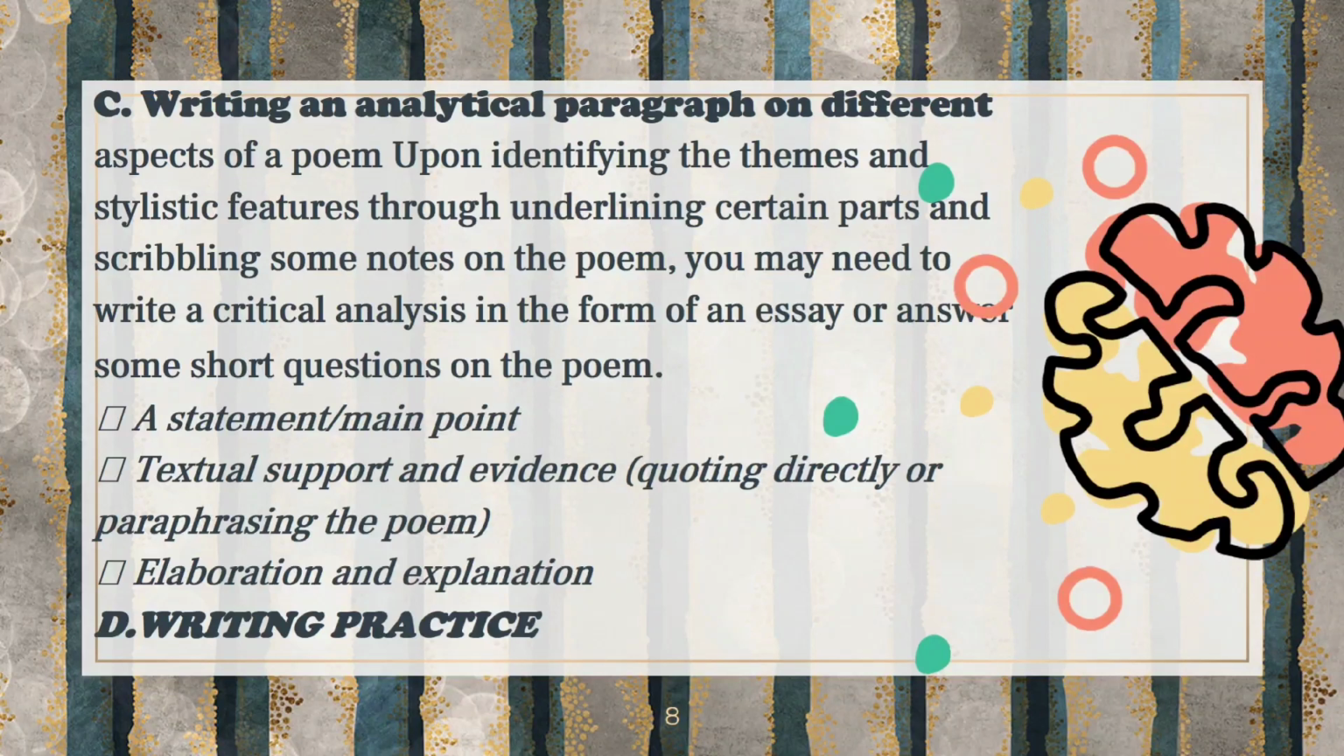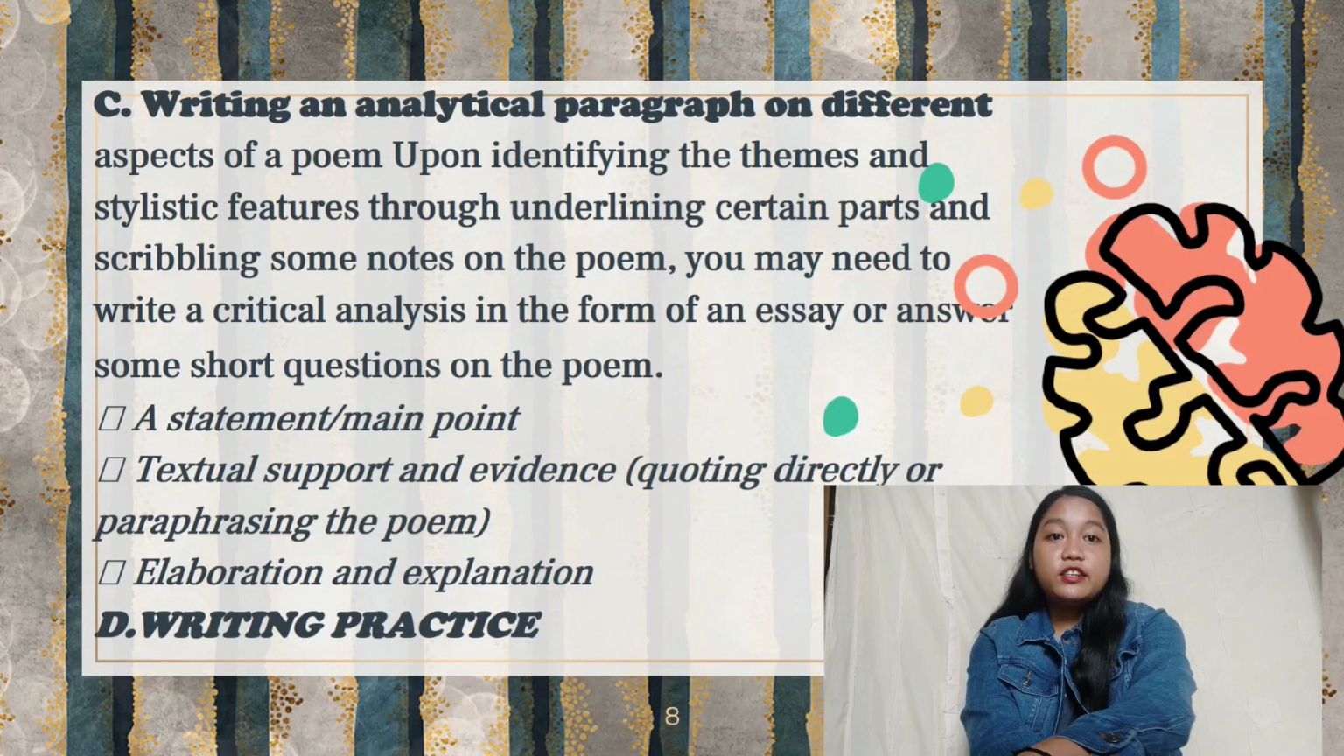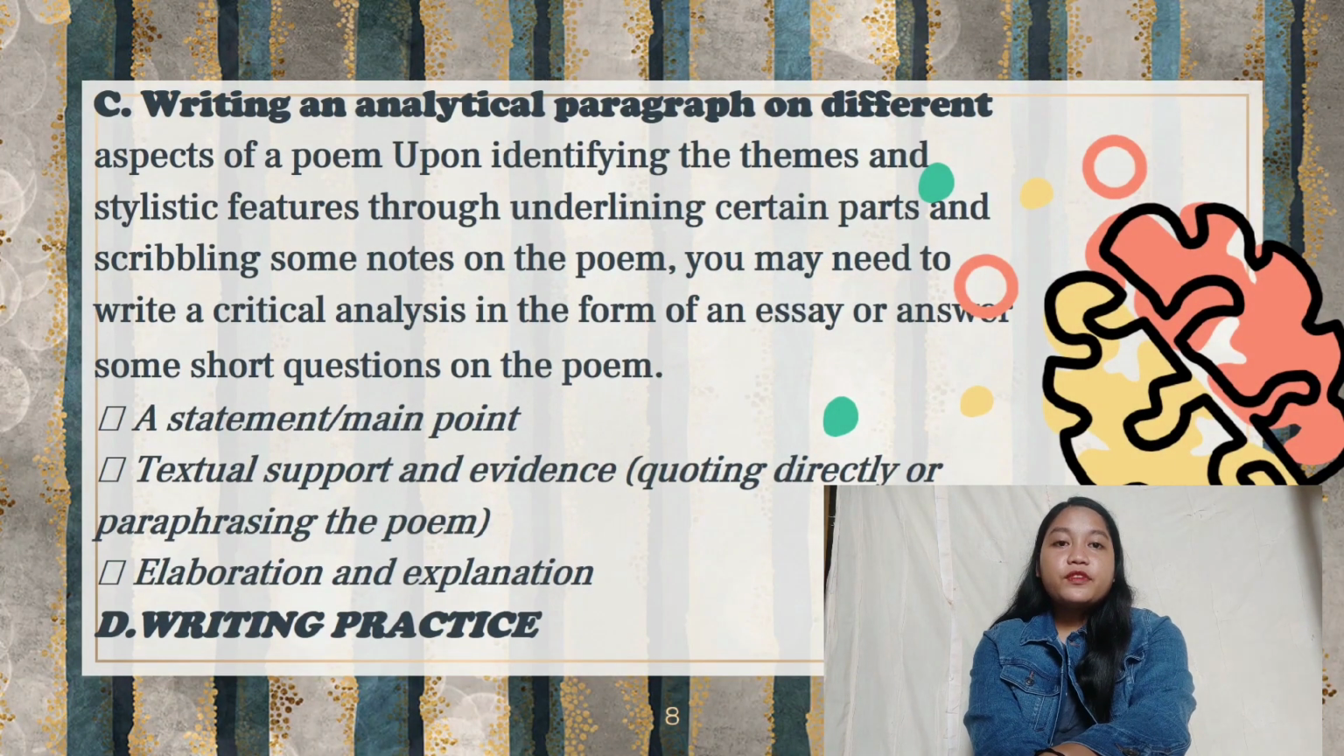C. Writing analytical paragraph on different aspects of a poem upon identifying themes and stylistic features through underlining certain parts and scribbling some notes. It has a statement of the main point, textual support and evidence, and elaboration and explanation. And letter D, last, the writing practice.